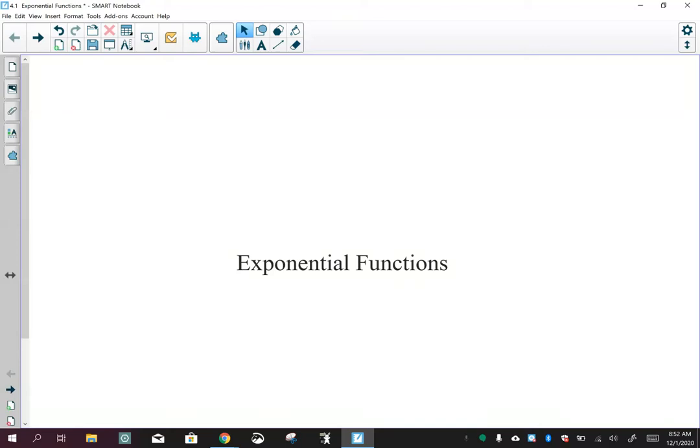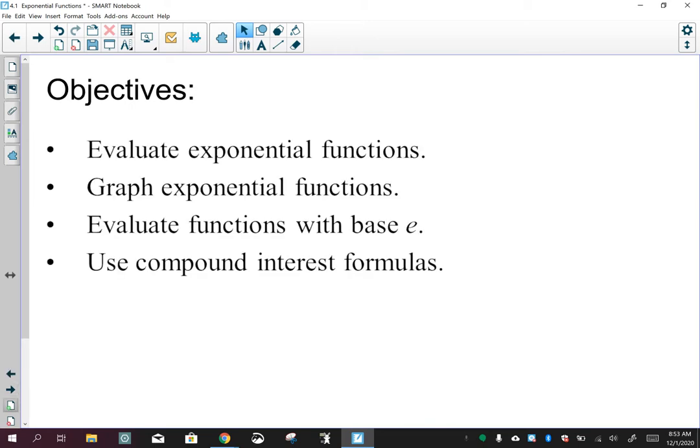Hello, everybody. All right, so what we're going to look at today is exponential functions. So this is just kind of an introduction to functions. We only have four things we're going to talk about. So we're going to look at evaluating, we're going to look at graphing, and then evaluating functions with base of e, and then using the compound interest formula.